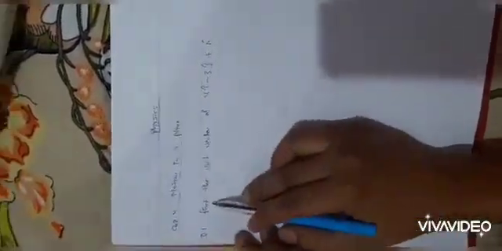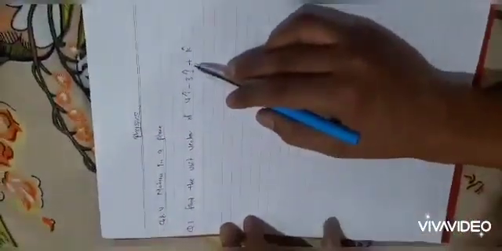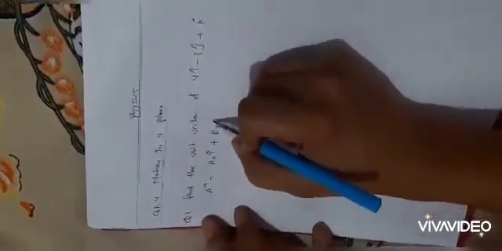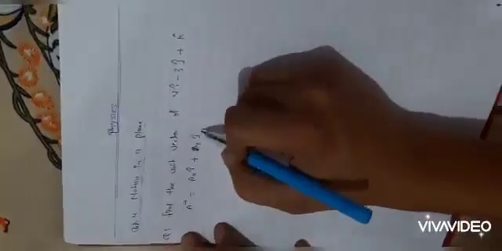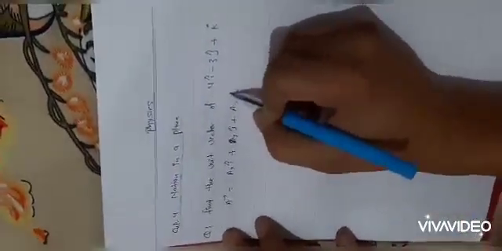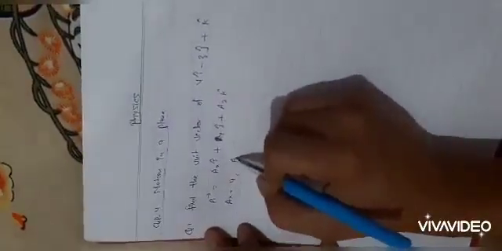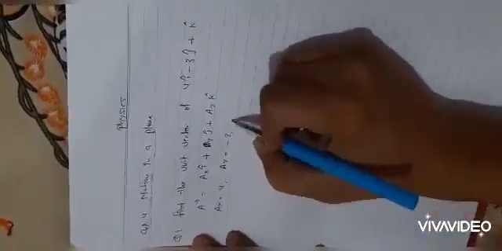So our first question is, find the unit vector of 4 i cap minus 3 j cap plus k cap. I have already told you in the previous video that a vector is in the form of ax i cap plus ay j cap plus az k cap. Now we have the values: ax is 4, ay is minus 3 and az is 1.